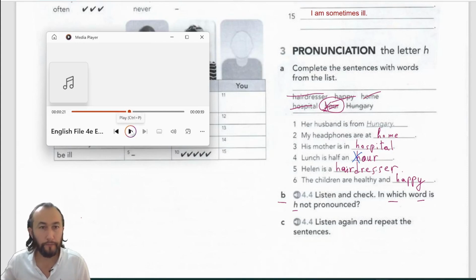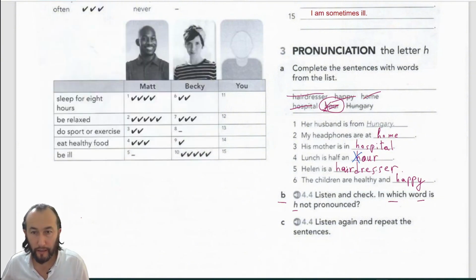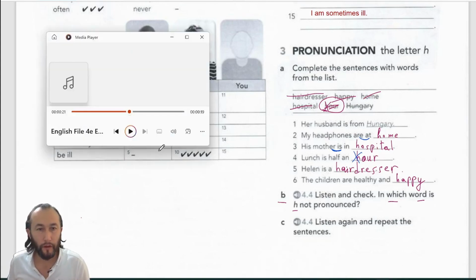You see, they're connecting here. His mother is. My headphones are at home. His mother is in hospital. When you speak faster, the last R in the British accent, when you say mother separately, we don't say the R. But when you want to add a next word starting with a vowel letter or vowel sound, then the last R letter is pronounced. So his mother is in hospital. Okay, next one.